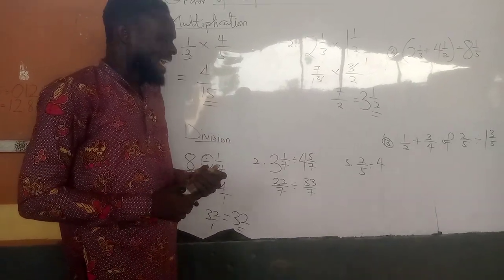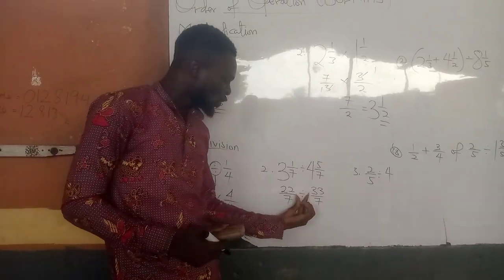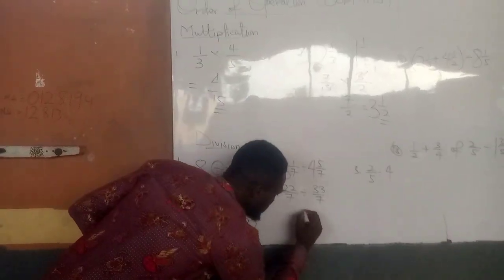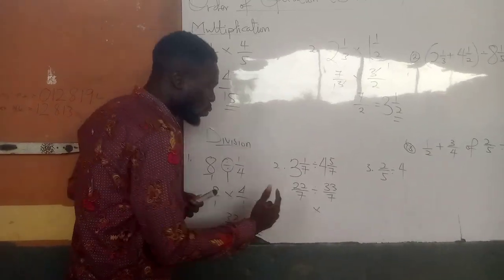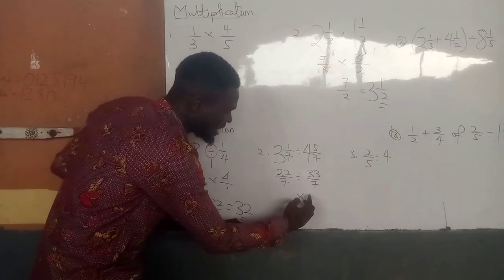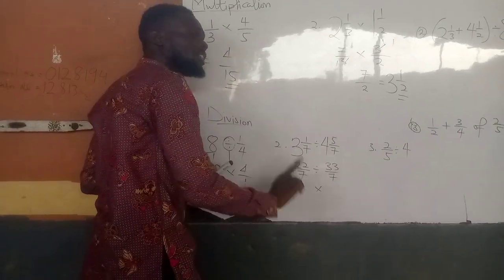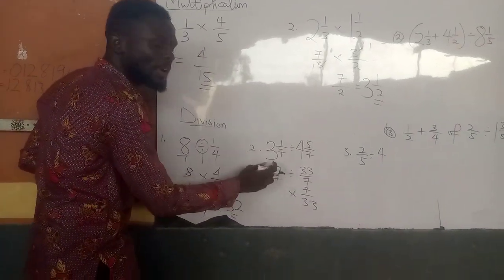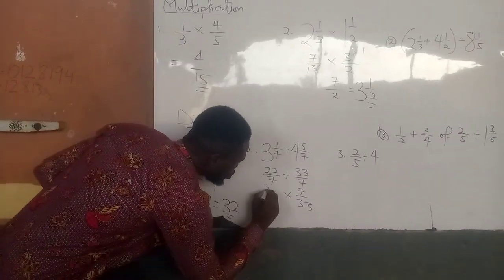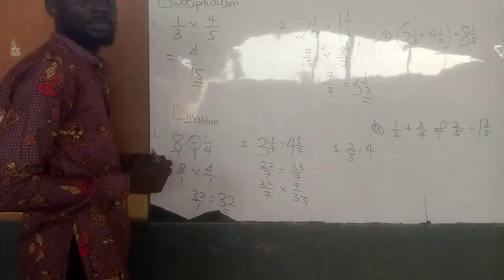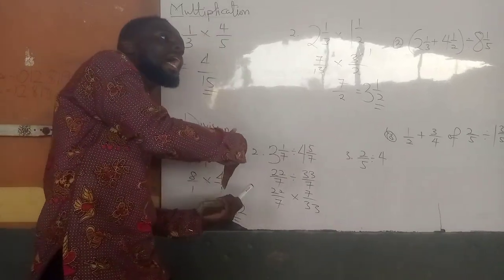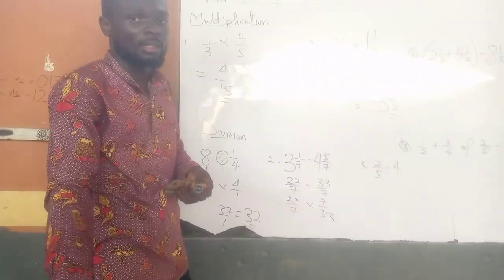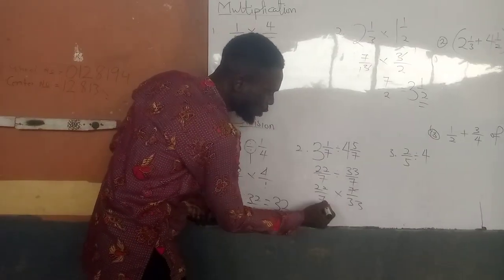Now what do we do? Since you are dividing, change the division to multiplication. So this division sign will change to multiplication. Once I change this to multiplication, the fraction on my right will reciprocate, which is going to give me 7 over 33. But this fraction will be as it is. So 22 over 7. Remember, you can cancel out before you multiply, or multiply, then you simplify your final answer. So I can say 7 will go into 7, 1.